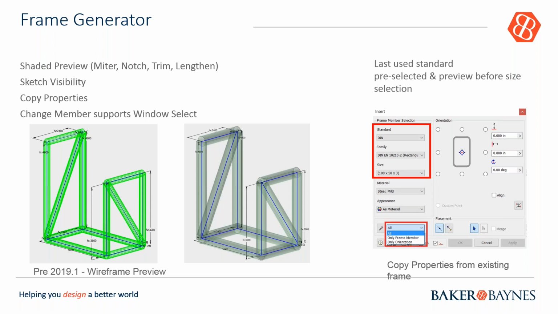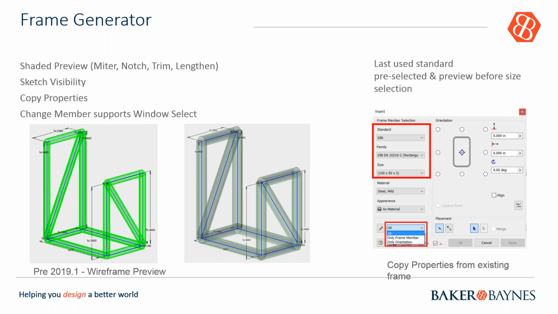The sketch visibility is another one. The sketch selected edges are visible now when you use the change or reuse edit commands. Also, the change member selection has been enhanced. Previously, the window selection was not available when you use the change command. Now in 2019.1, the window selection is enabled, so you can select multiple members at the same time using the multi-select option, which is really great.